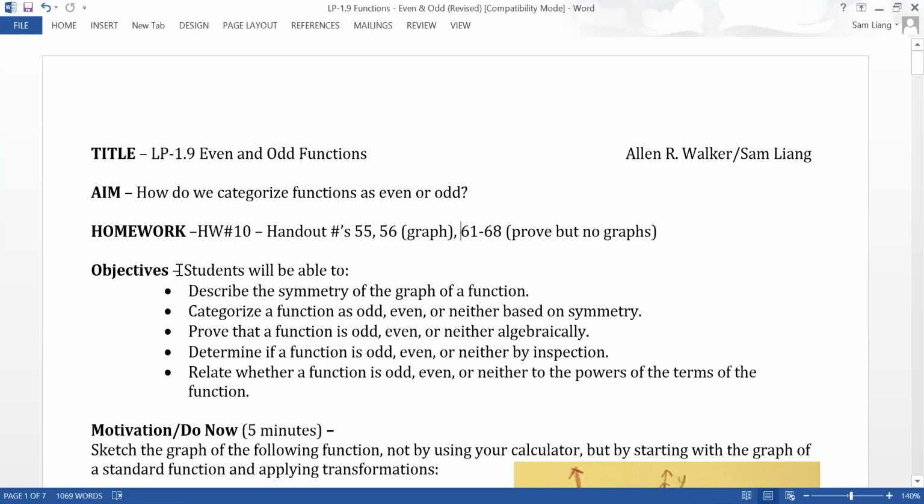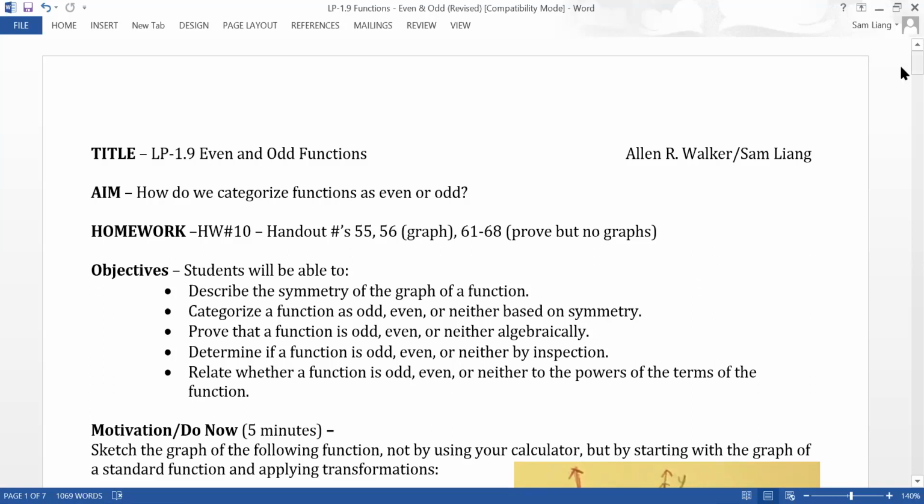So the objectives, let me just read it for you. Students will be able to: one, describe the symmetry of the graph of a function; two, categorize a function as odd, even, or neither based on symmetry; three, prove that a function is odd, even, or neither algebraically; four, determine if a function is odd, even, or neither by inspection. And then the last one is relate whether a function is odd, even, or neither to the powers of the terms of the function.